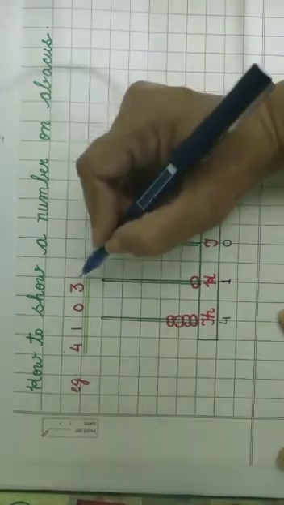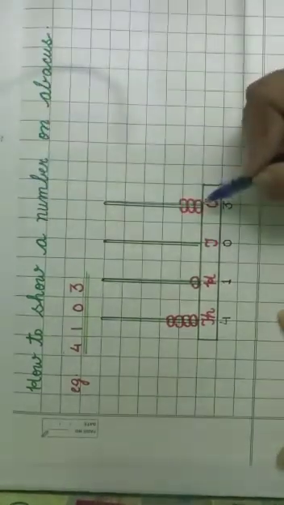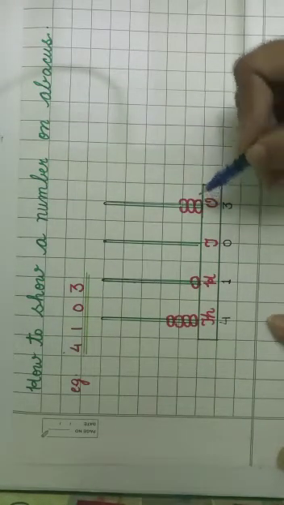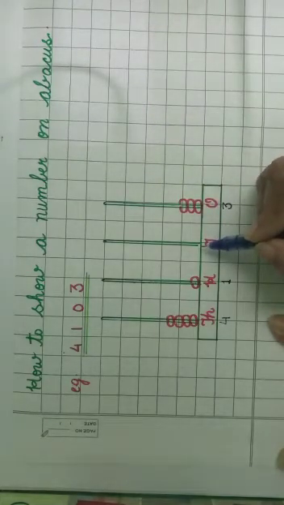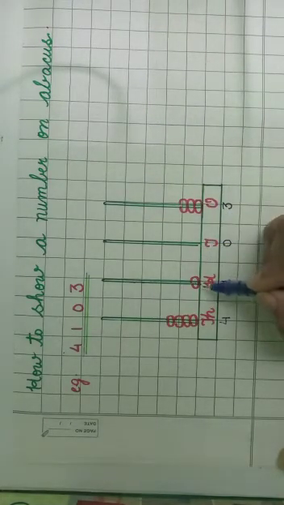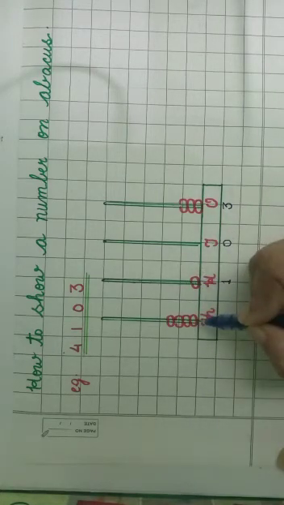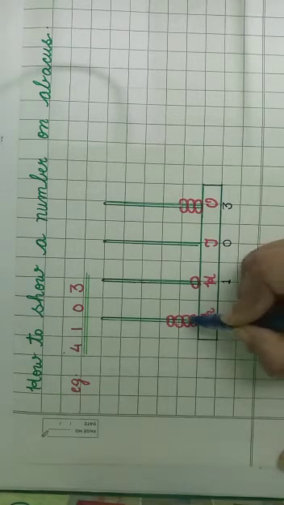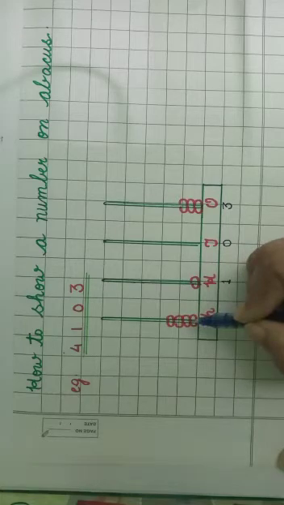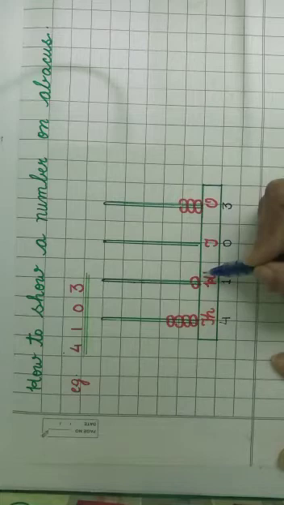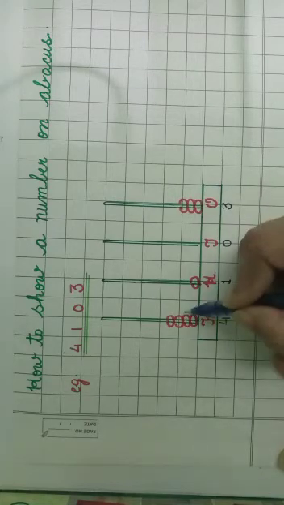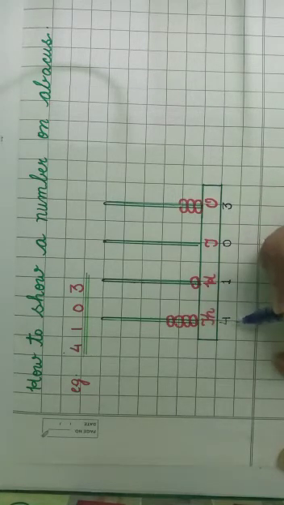Now there is 3 at ones place. So draw 3 beads. 0 at tens place. So no need to draw any bead. Then 1 at hundreds place. Again draw 1 bead. And 4 at thousands place. Draw 4 beads. 1, 2, 3, 4. Write down 3 under ones, 0 under tens, 1 under hundreds and 4 under thousands.